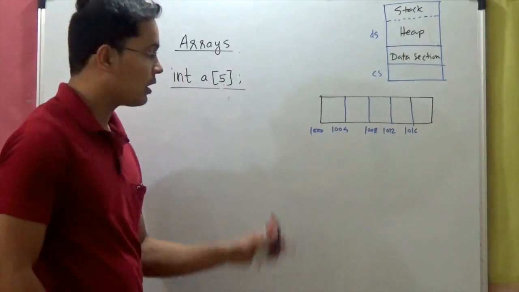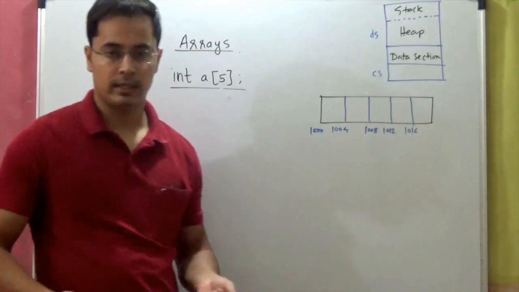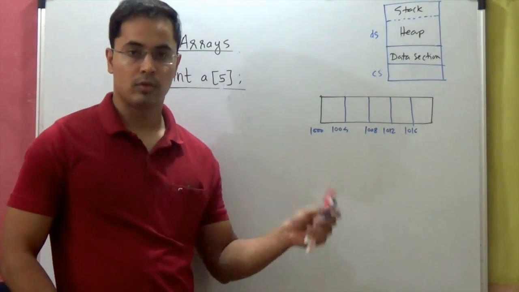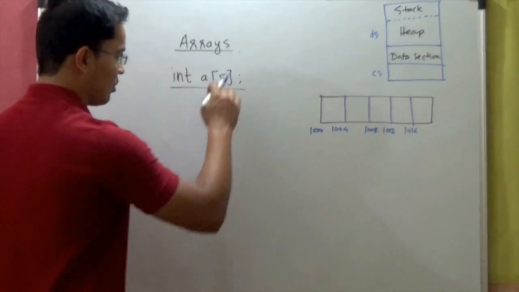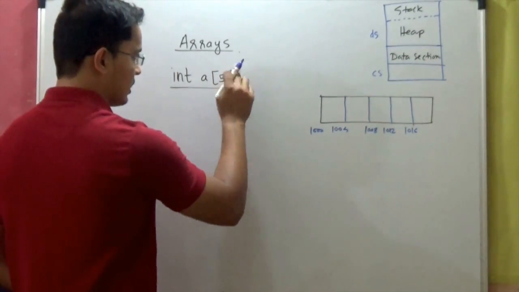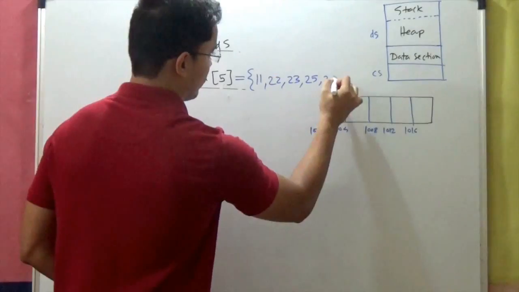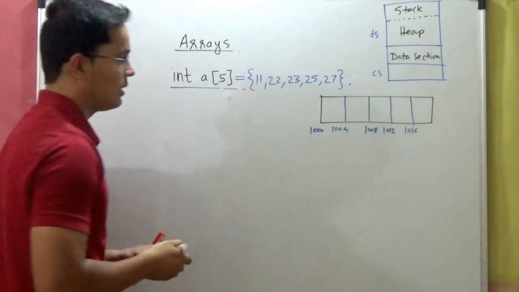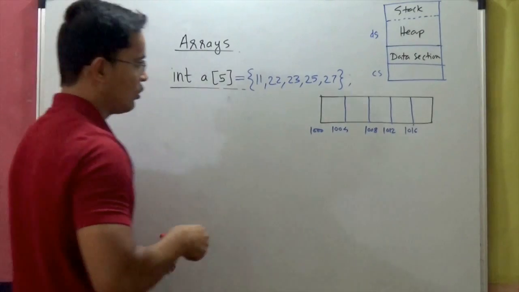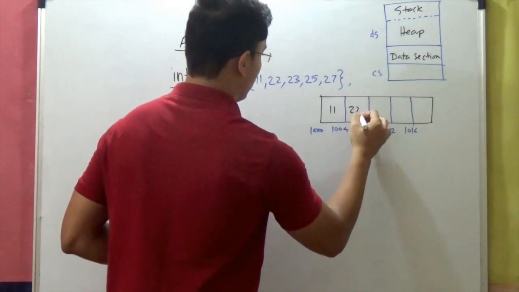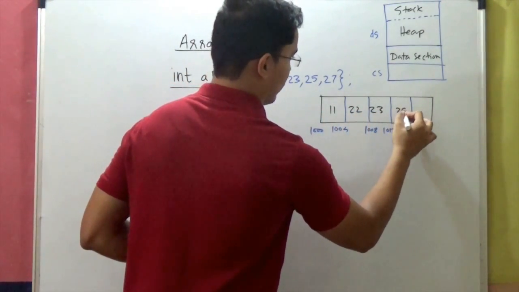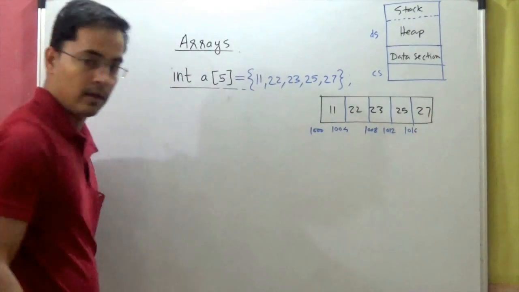It's always a contiguous memory space. That is, array elements are stored in a sequential manner. You can also initialize the array like this, right? So while you declare it, you can say 27, right? In this case, the values will be 11, 22, 23, 25, and 27, right?